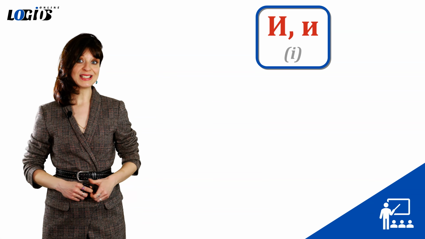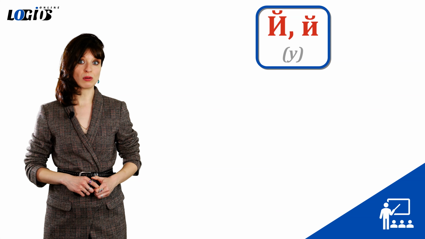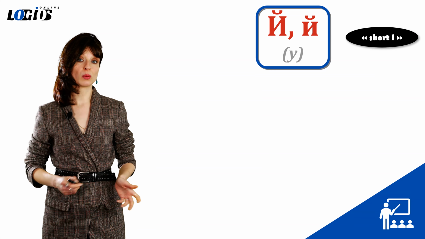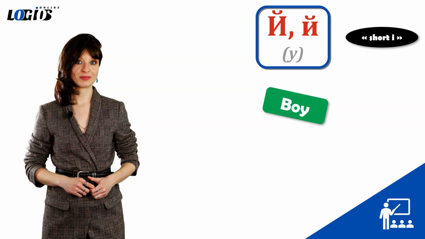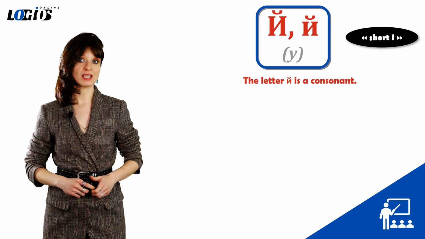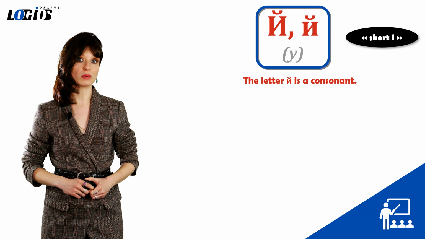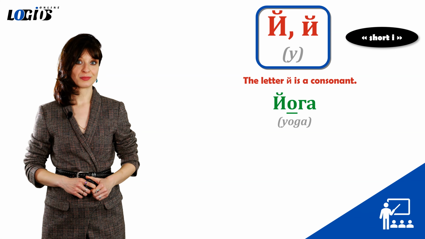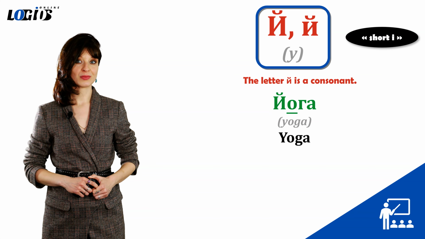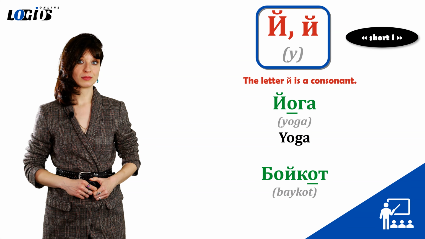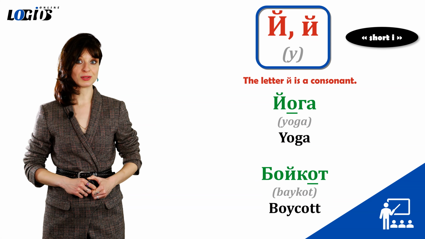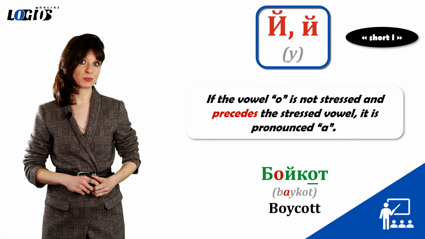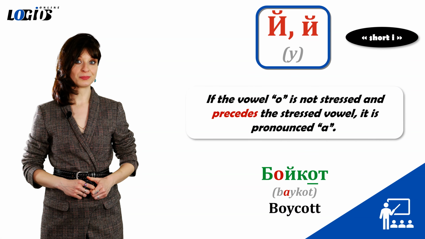You already know the letter I, and this letter is called short I, and is pronounced Y, like in the word boy. The letter Y is a consonant, whereas the I sound is a vowel. Y, like in the words yoga, or boycott. The unstressed O that comes before the stressed vowel is pronounced A, boycott.